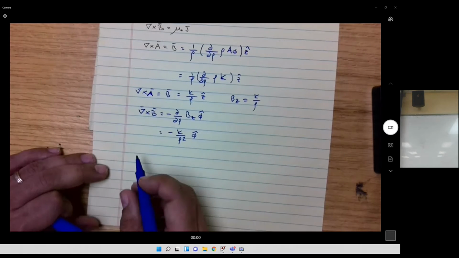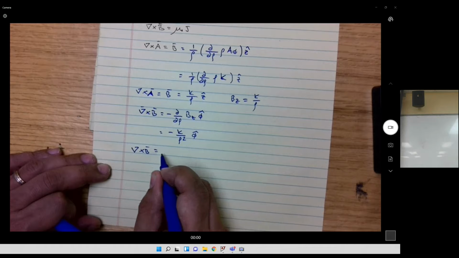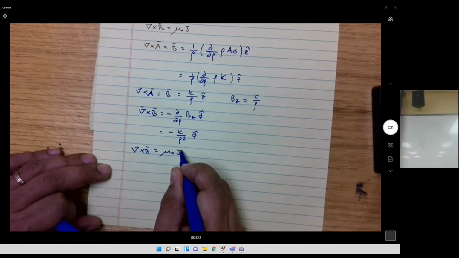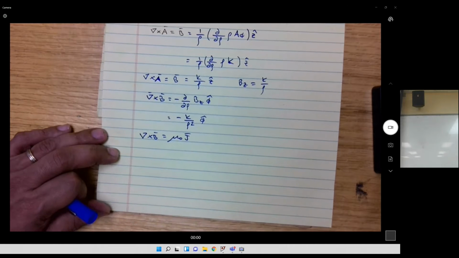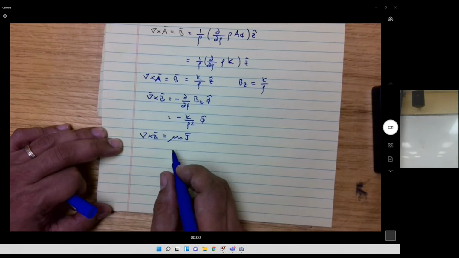And I know that this is going to be equal to my current density times mu naught. So from here I can find J.